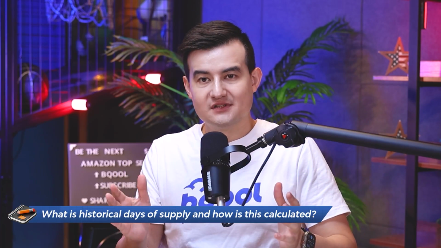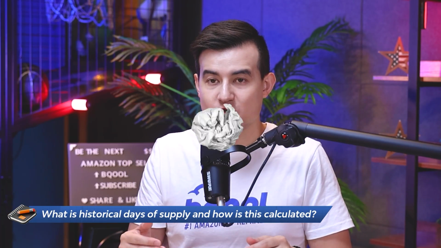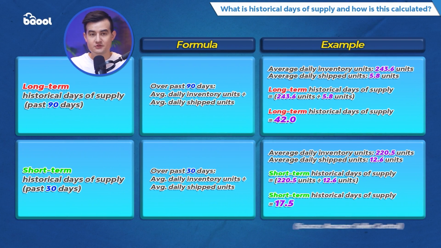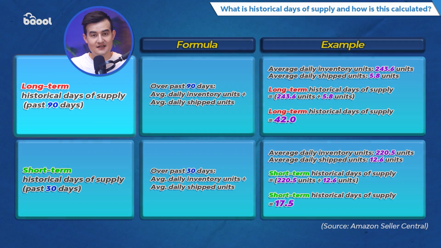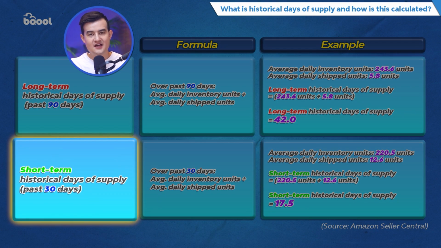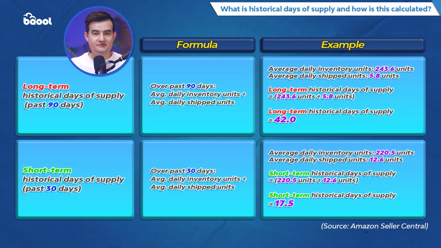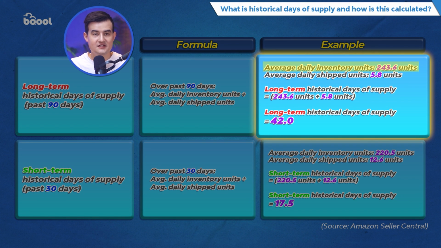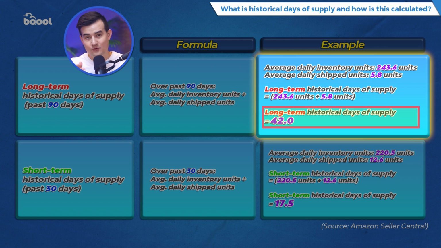Historic days of supply is the average daily inventory units on hand divided by the average daily ship units over both 90 days for the long term and 30 days for the short term. For example, if your average daily inventory for the last 90 days is 243.6 units and your daily ship units is 5.8 units, your long-term historic days of supply is 42.